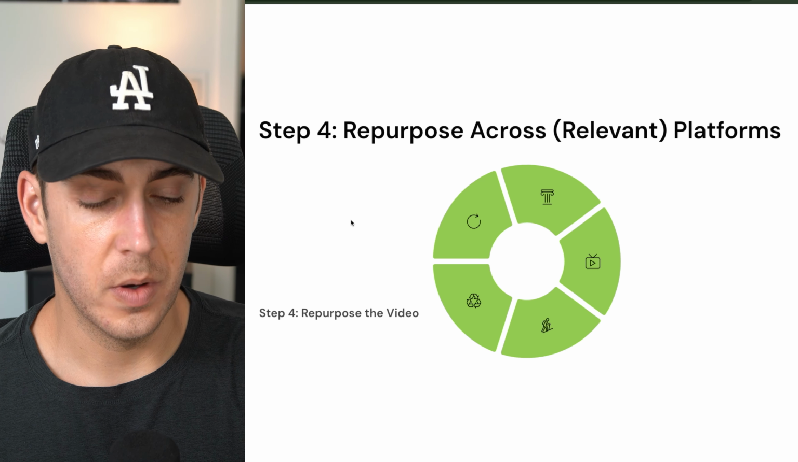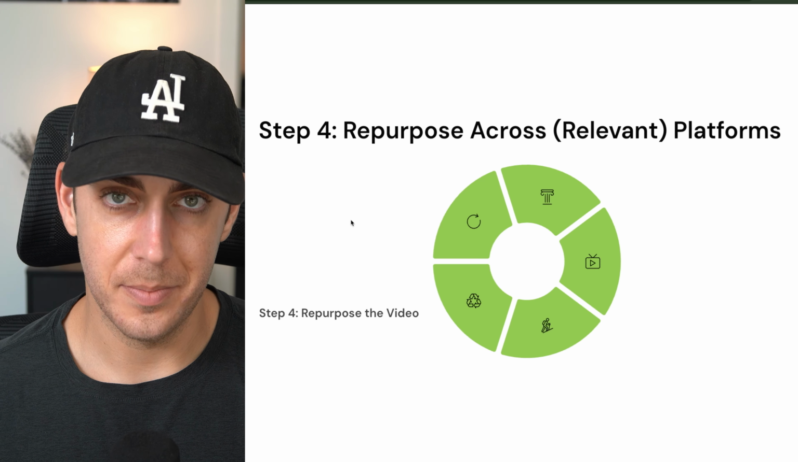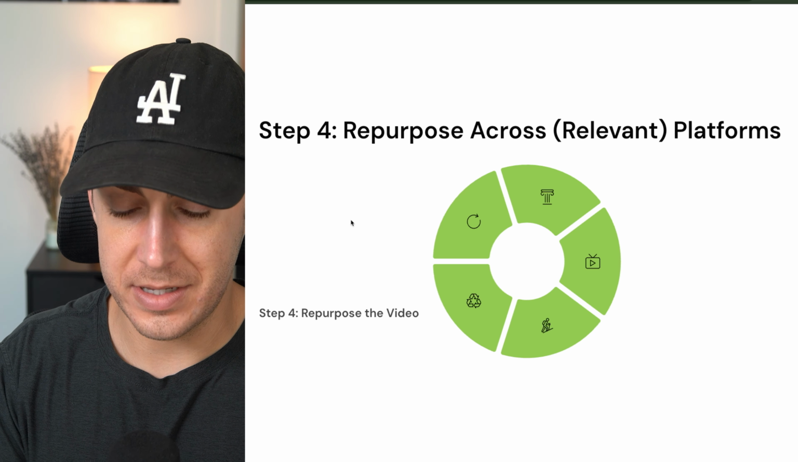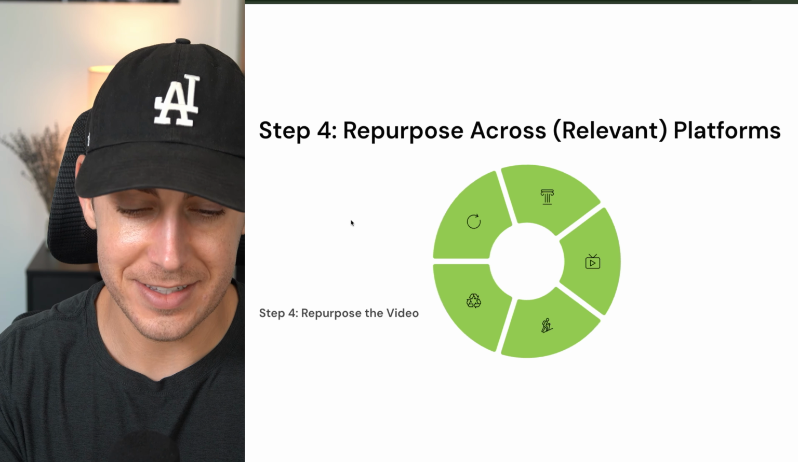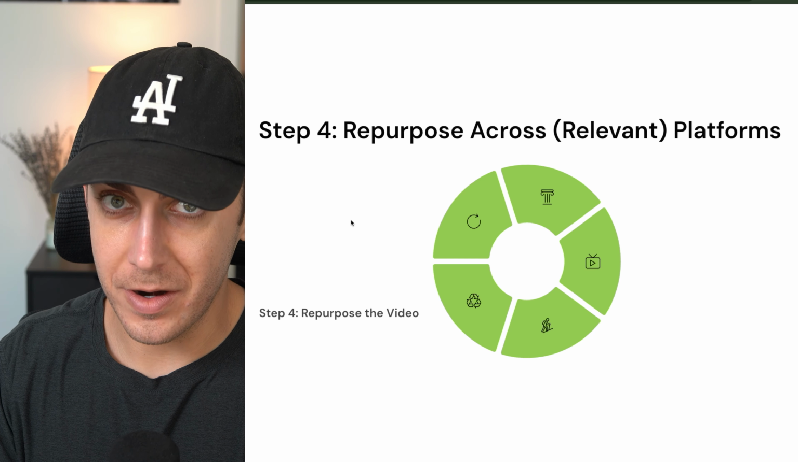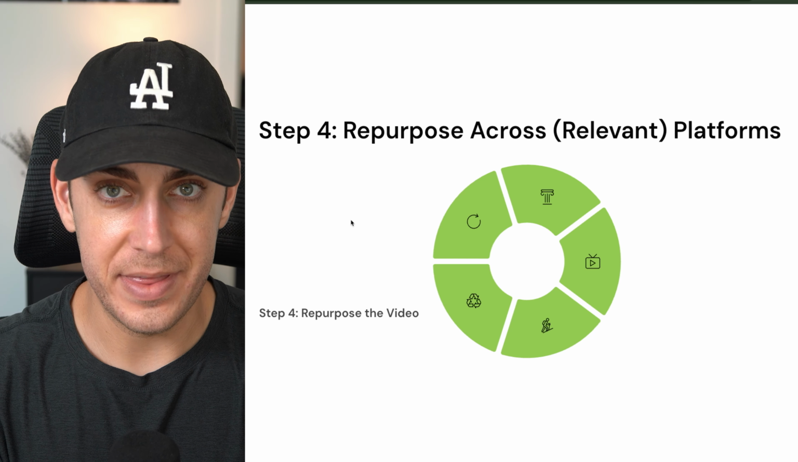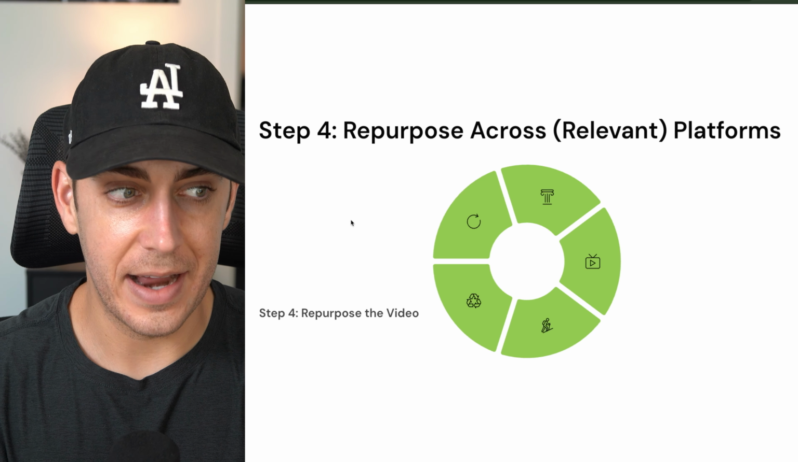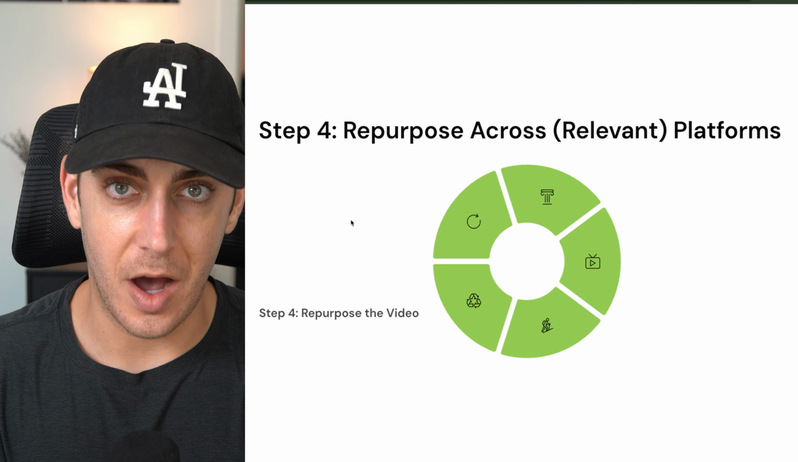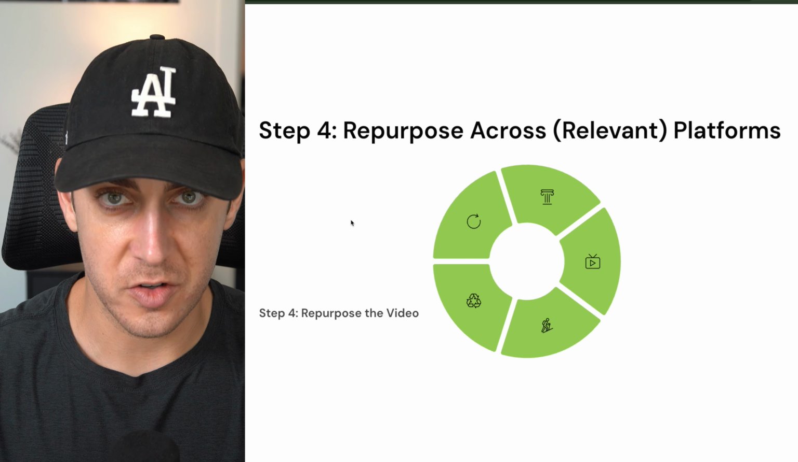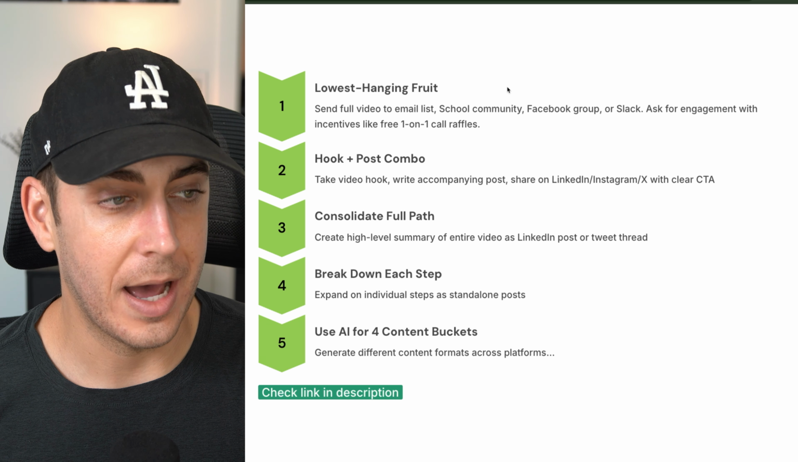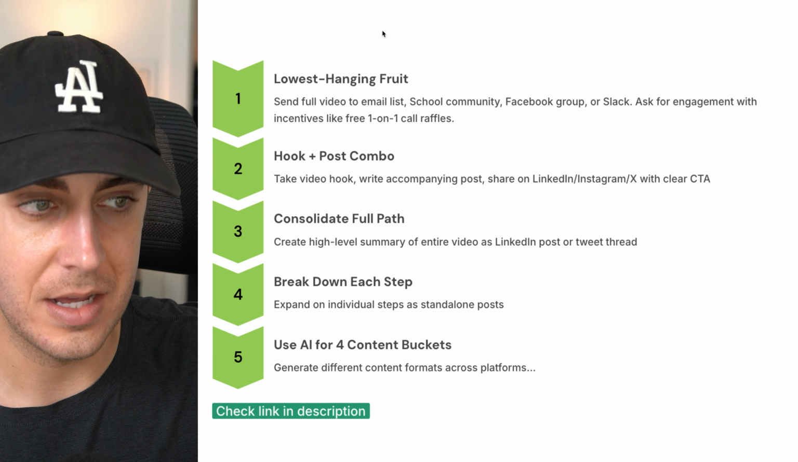So on to step 4, you want to repurpose across relevant platforms. So at this point, you have a pillar that you've chosen, which is a main problem your ideal clients are facing and searching for. You've created a YouTube video with a path to the solution from the problem. And again, editing and filming aside, you now have this base piece of content that you can repurpose across all the platforms that your audience actually hangs out on. So how do we do that? How do we repurpose a YouTube video?